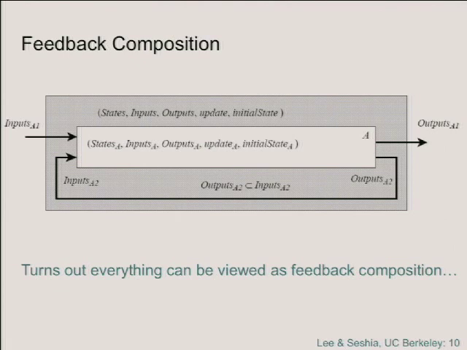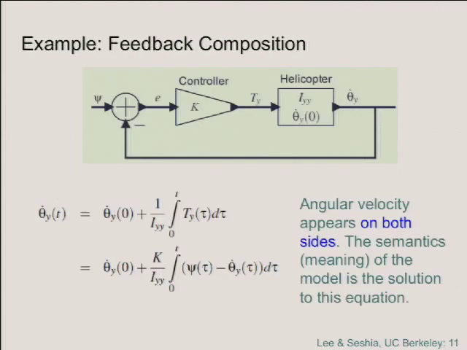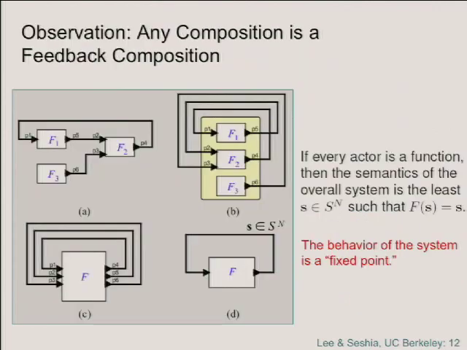Well, this is, of course, naturally a feedback composition, but let's look at an arbitrary composition here. So here I have F1, F3, F2, and there is feedback. I mean, you can see a cycle here, okay?